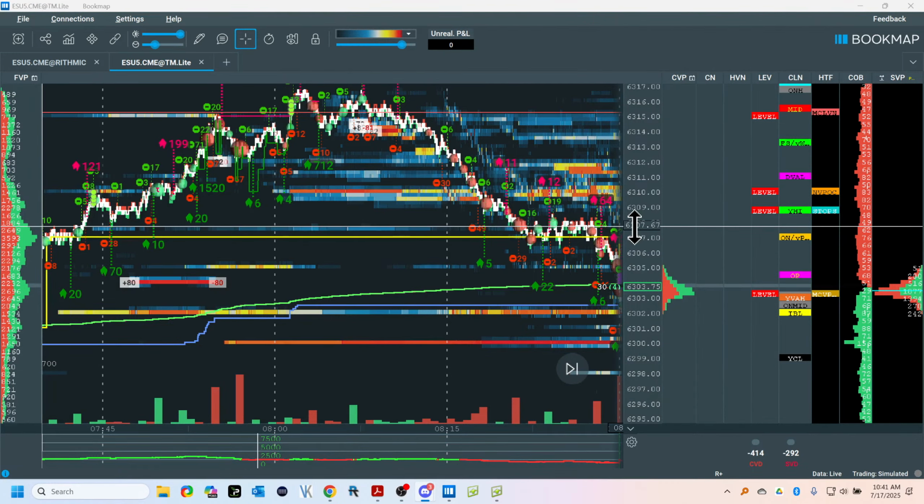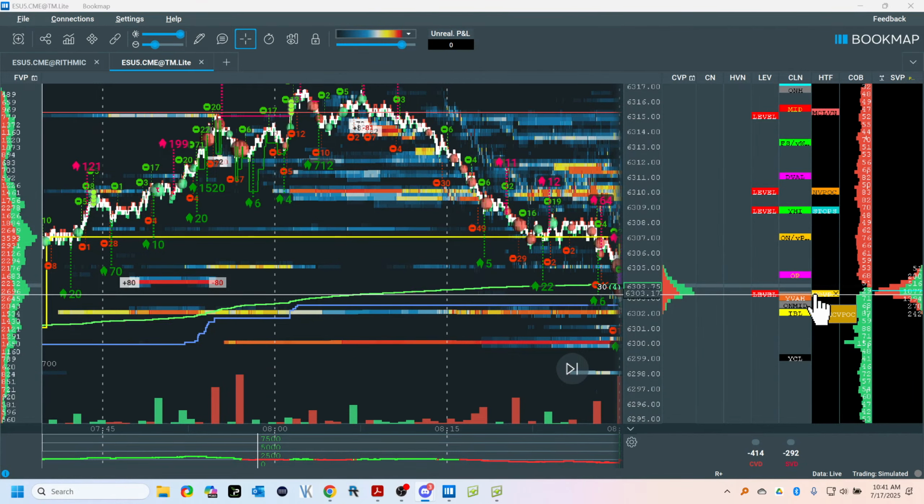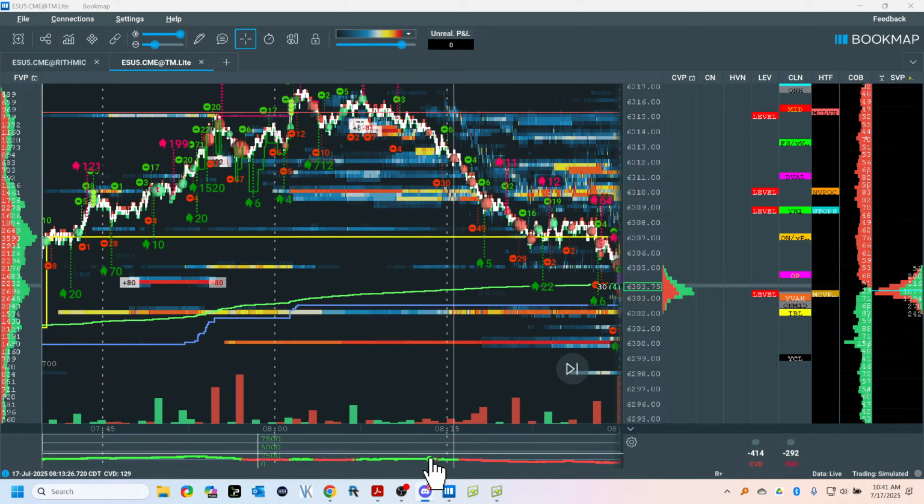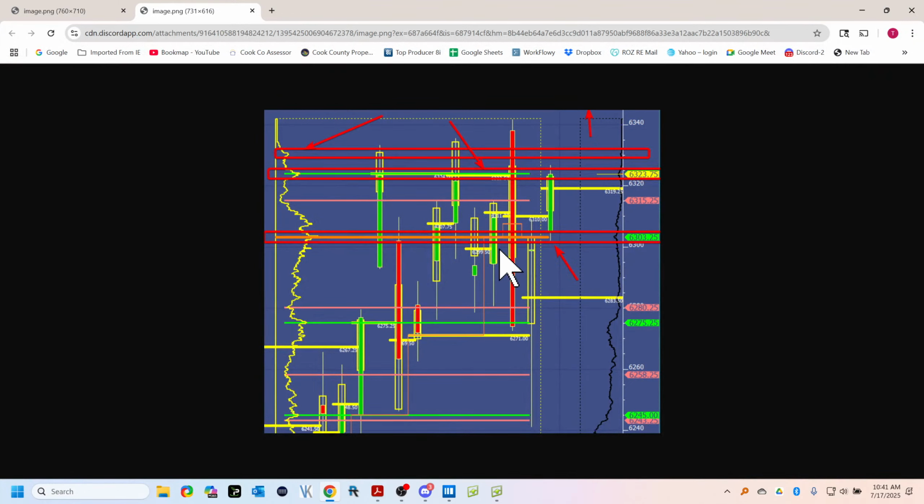Now, before I go any further, what was that level? It's called the Microcomposite volume point of control. That is that. So I want to show you how this all relates, because this is all fractal. That's the 03-ish, this level right here. And it's the value area high from yesterday. These are important levels.